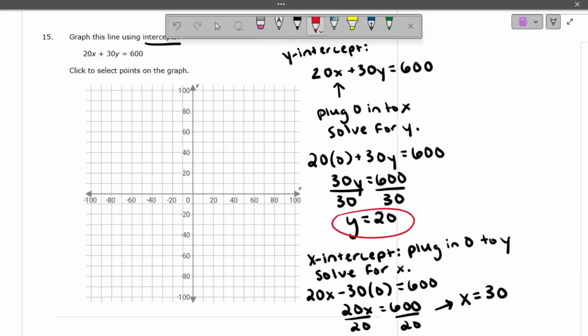So using our y equals 20 and x equals 30, what you do is you just put a dot right where it says. So y equals 20, we're going to look at y, put a little dot at 20. X equals 30, look at our x values, put a little dot there at x, and then we are going to draw a line as straight as we can through those 2 points, and that will be what the graph of this line is.